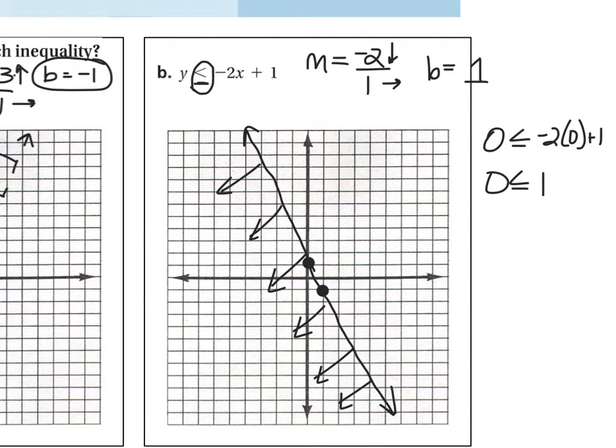Okay, so now you should be able to complete your linear inequality examples in Class Kick.